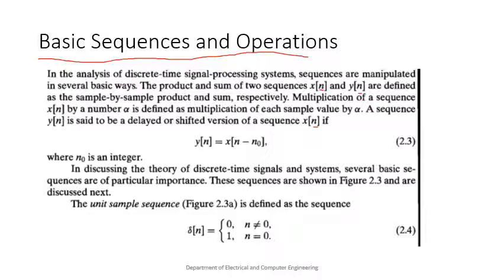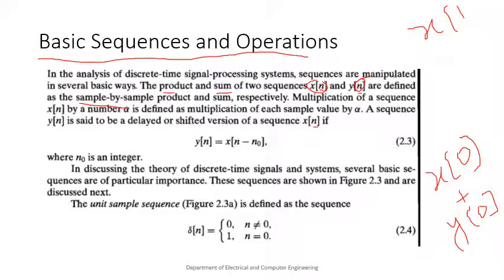So relatively easy operations are product and sum of two sequences. For example, we are adding these two, so we need to add them sample by sample. Sample by sample means x of 0 will be added with y of 0. If we are going to multiply, we are going to multiply the same sample. We cannot multiply x of 1 with y of 2. No, we usually don't do that. We need to do it sample by sample.